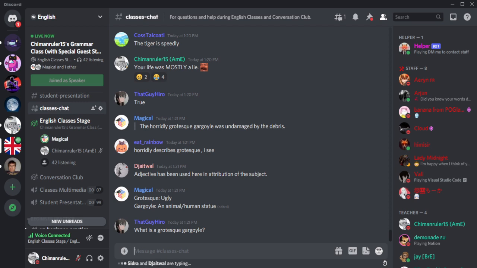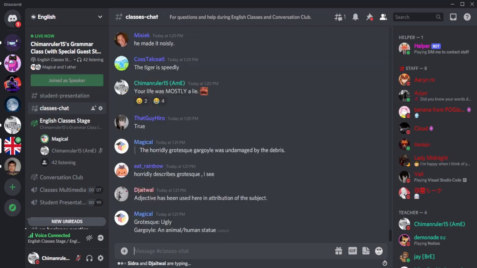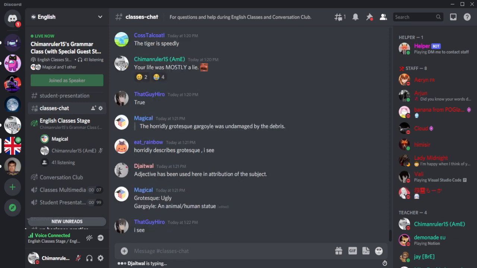Grotesque means ugly, and gargoyle means an animal or a human statue. You do not really need to delete your messages, but okay. So it says, the horridly grotesque gargoyle was undamaged by the debris.